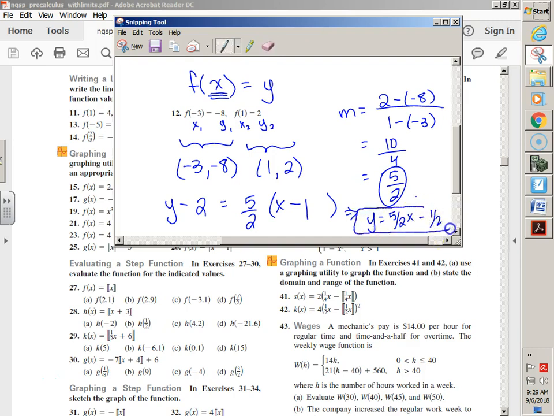I'm just remembering what the answer was. You would distribute your 5/2. You'd have a negative 5/2 plus 2, which is plus 4/2. Negative 5/2 plus 4/2 is negative 1/2. Anything else?